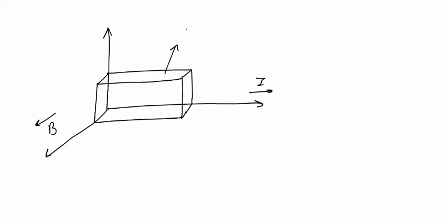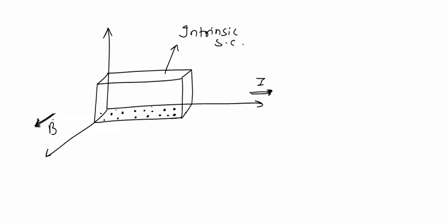Now we have placed an intrinsic semiconductor. In intrinsic semiconductor, again current is flowing in this direction and magnetic field is applied in the perpendicular direction. As both are simultaneously applied to the material, the charge carriers in the material will experience a force. We have already shown that electrons and holes both experience force in the downward direction.